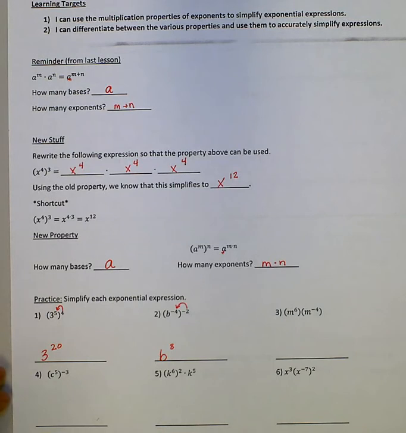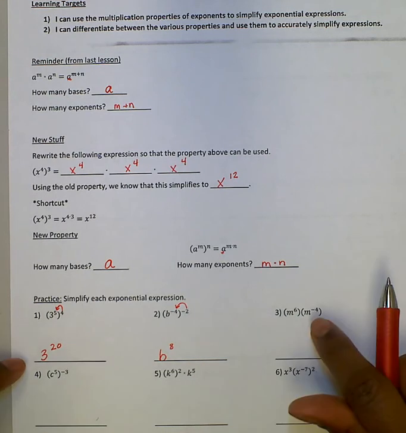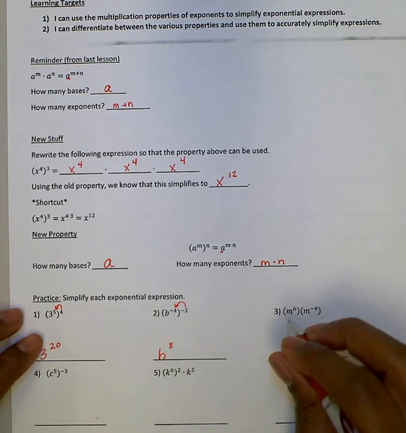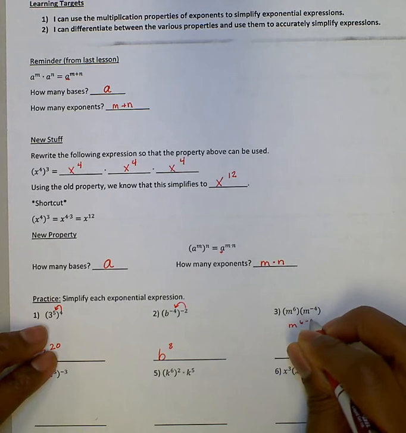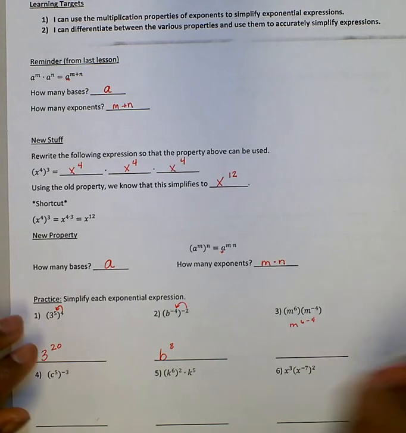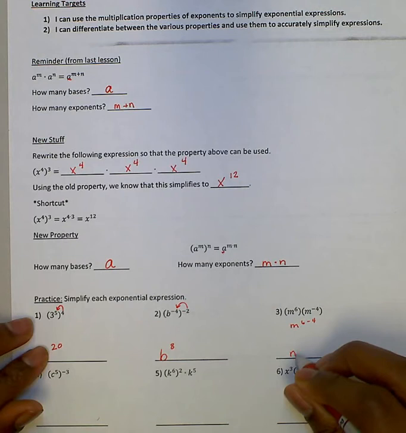Number 3, m to the 6th times m to the negative 4th. Notice that this is different than 1 and 2. 1 and 2 are raising a power to a power. Number 3, this is just multiplication. So we have m to the 6 plus negative 4. So that gives us m squared.